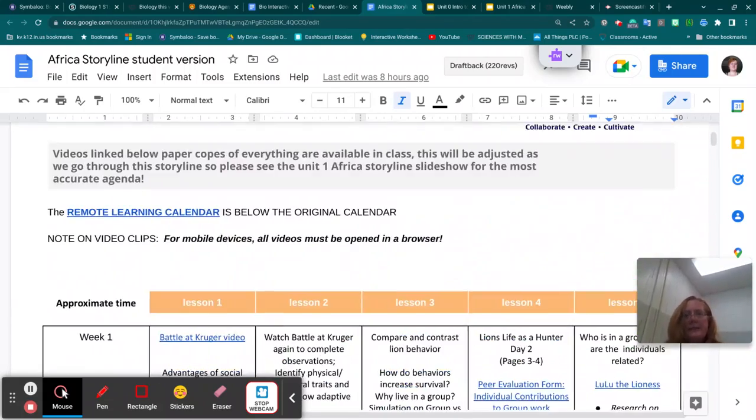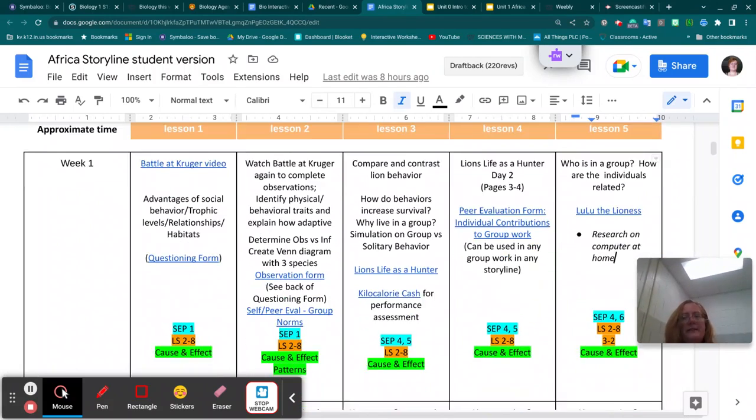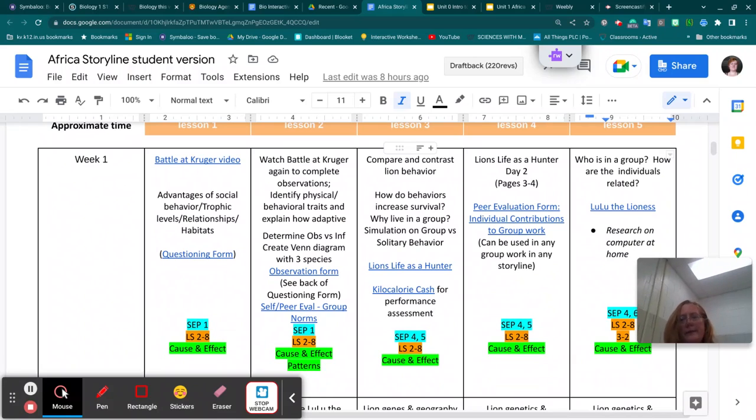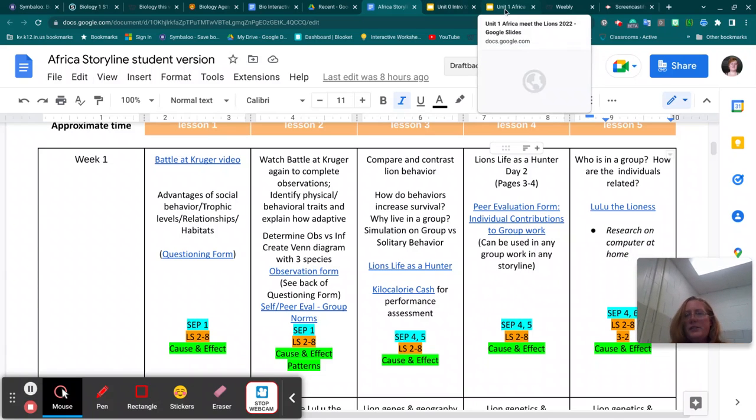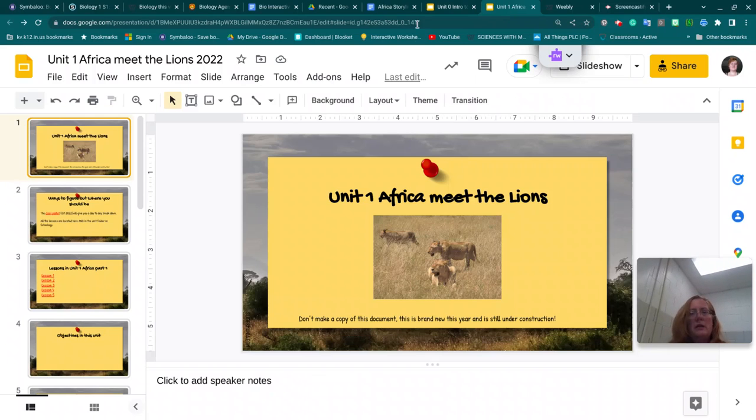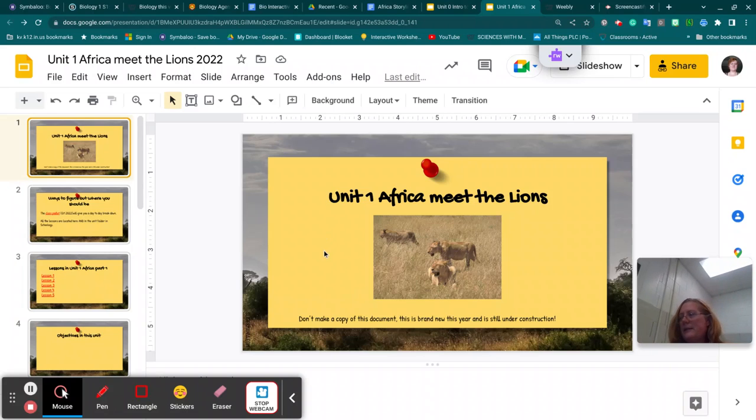timeline for Africa. Like I said, this is the first time we've done this, so we don't know exactly how many of these lessons we're doing. There are certain lessons we can skip. So don't focus on this and think, okay, I've got everything I need for the next 9 weeks. What I'm going to do is put it into this, and we're going to break it into Africa Meet the Lions and Africa Meet the Elephants. There are 2 parts to Africa because it's such a long unit.